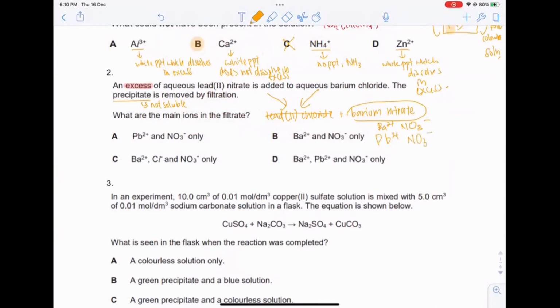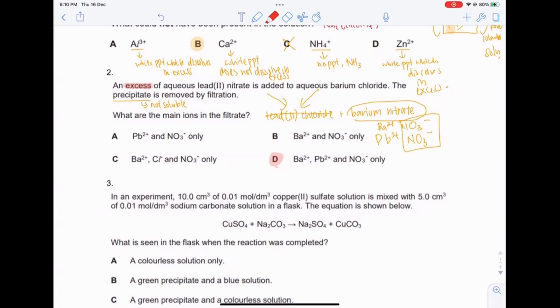But anyway, NO3-, they are the same, right? So what will you have? You will have Ba2+, Pb2+, and NO3-. So this one, I think, yeah, it's a bit tricky. You need to take note of the word excess.